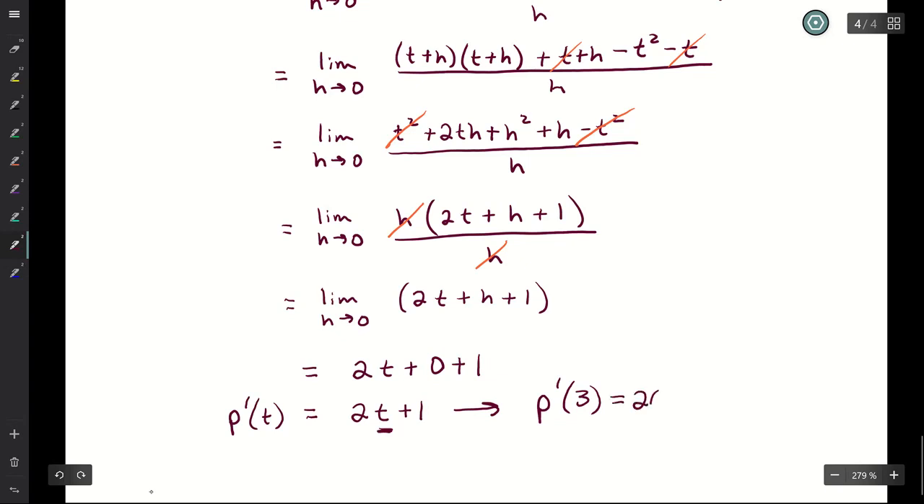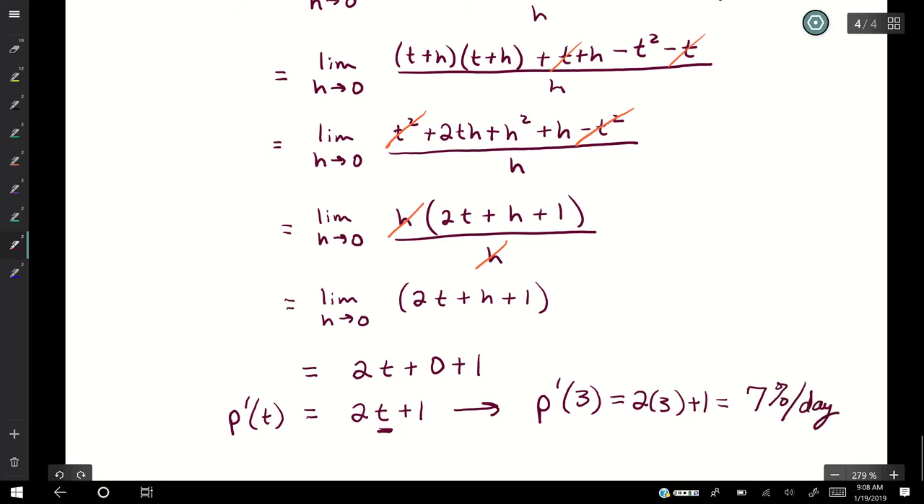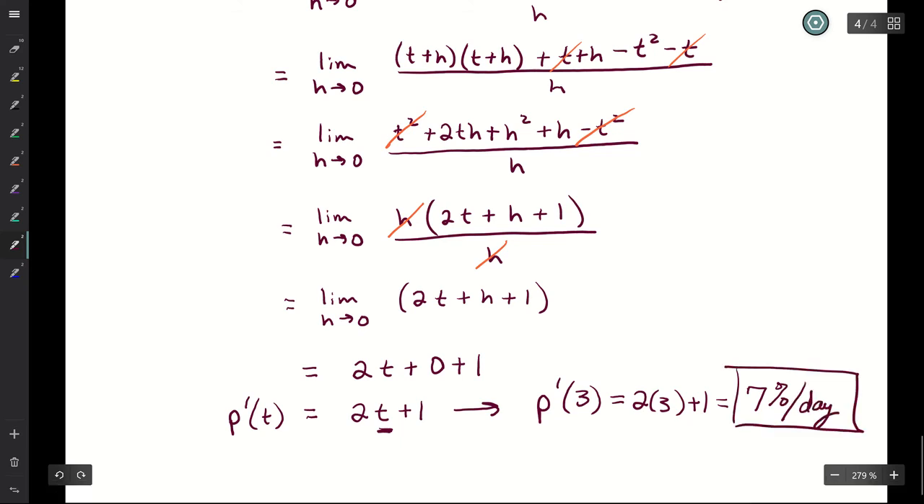So 2 times 3 plus 1. So that'd be 6 plus 1, which would be 7. And remember here, I believe that was percent per day. So on day 3, the instantaneous rate of change was 7% per day.